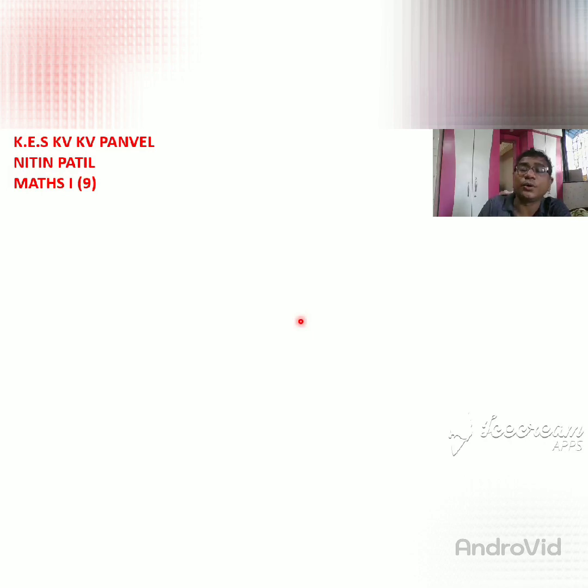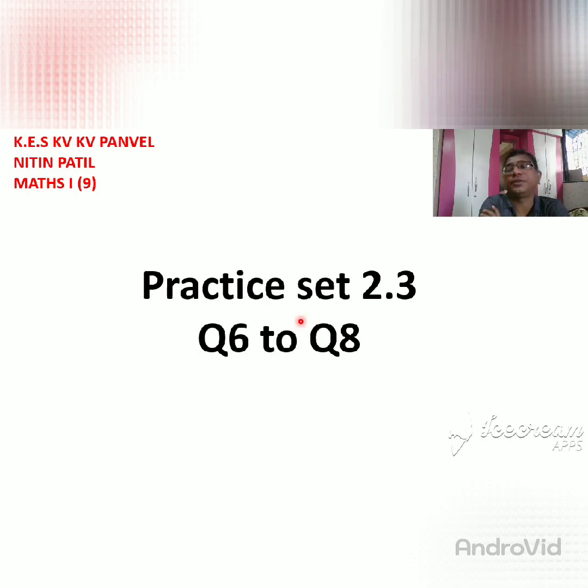So today we are going to learn practice set 2.3, and problems number 1 to 5 of practice set 2.3 we already learned yesterday. So today we want to learn examples 6, 7 and 8. Okay, so we start with problem number 6. Problem number 6 is a simplify question.